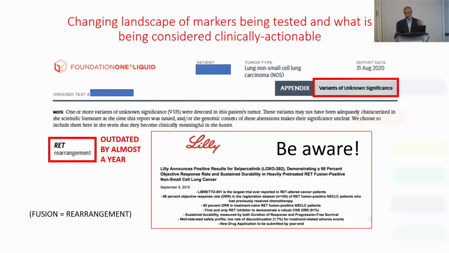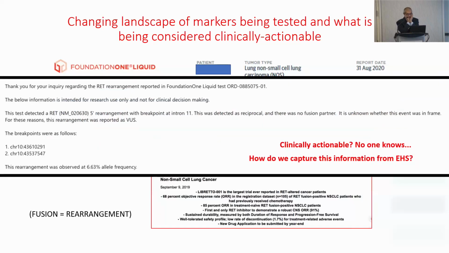And in the meantime, Lilly had announced that they had a drug, for instance, that had a 68% objective response rate to this. So we went ahead and put this patient on the drug, even though officially the report was, we don't know what this means. All right, and if you were to collect the data retrospectively, you would see that it wouldn't be in the functional significance category. About a year later, there was an update of that report.